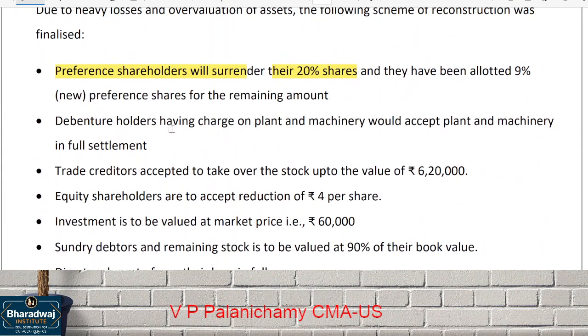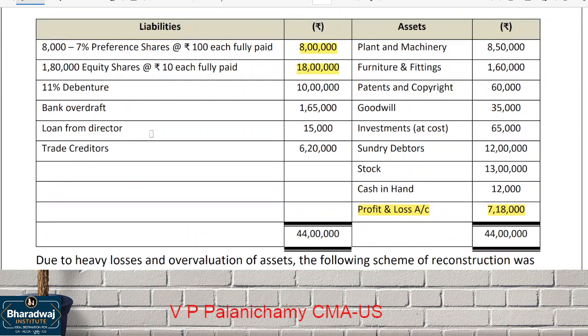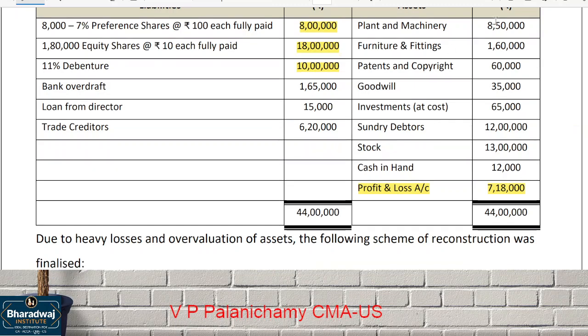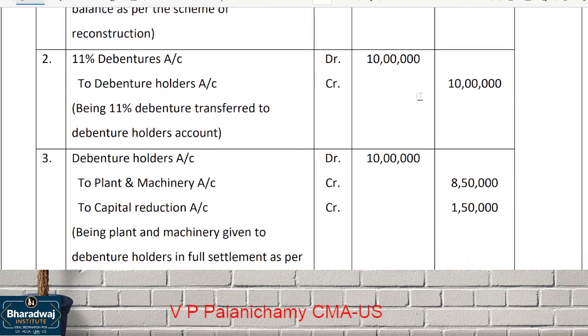What is the next one? Debenture holders having a charge on plant and machinery would accept plant and machinery in full settlement. Debentures of 10 lakhs. They will accept which one? Plant and machinery, 8,50,000. We can pass a direct entry. Debentures to which account? Plant and machinery. Balance profit will go to which account? Capital reduction account. Like this, no need to pass two entries also.